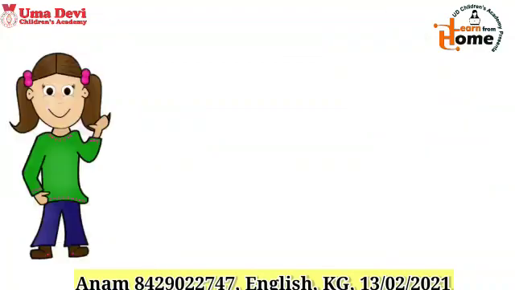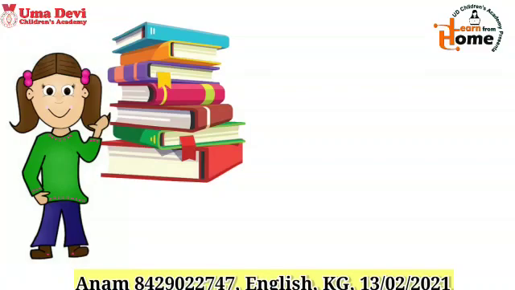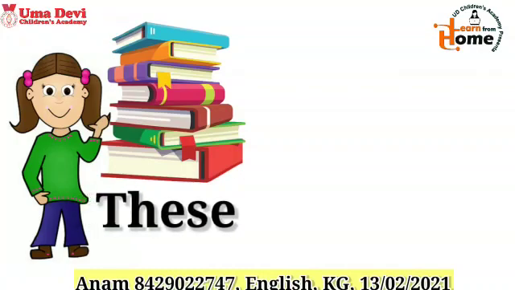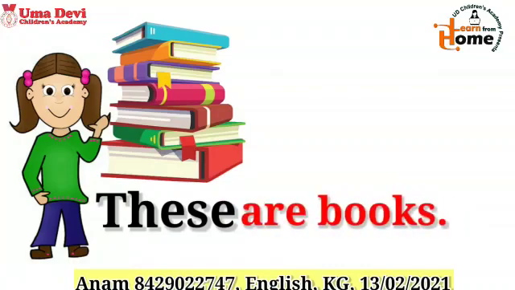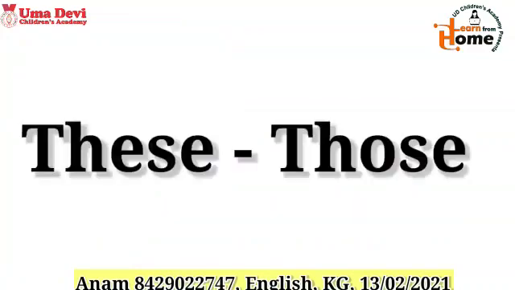Children, look at this picture. Now, tell me, are the books near to her or far? Near. Very good. Children, here you can see these books very close to the girl. So what will we use? Tell me. Yes, right. These. So what will you say? These are books. Because these books are very near to her. So you will use these. These are books. I hope you all have understood where to use these and those.